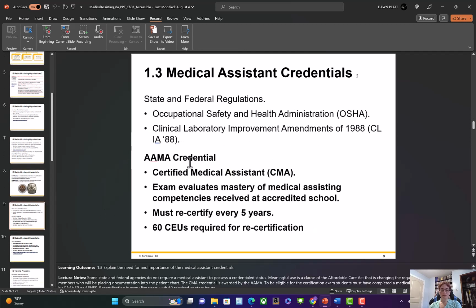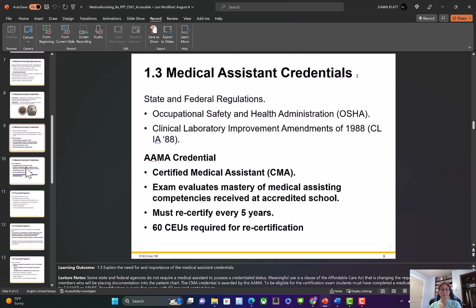So let's go through some of these. Medical assistant credentials, we've got the AAMA credential I told you about, taking a look at what credential the AAMA offers, how many years you have to renew, and then how many CEUs you have to renew. You can see the AAMA, the CMA, Certified Medical Assistant, is renewed every 5 years, and you must have 60 CEUs required for that recertification.